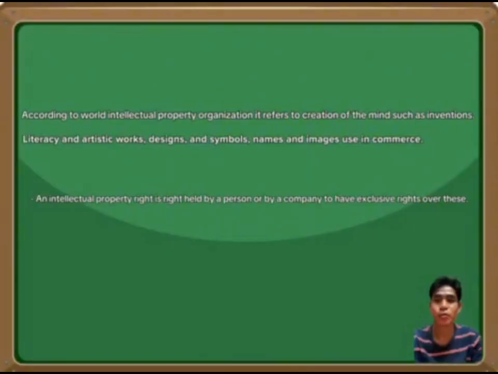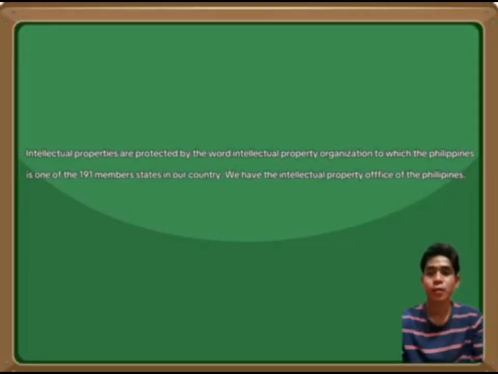So, according to the World Intellectual Property Organization, it refers to creation of the mind such as inventions, literary and artistic works, design, symbols and names, and images used in commerce. An intellectual property right is a right held by a person or by a company to have exclusive right over this. Intellectual property is protected by the World Intellectual Property Organization, to which the Philippines is one of the 191 member states. In our country, we have the Intellectual Property Office of the Philippines.